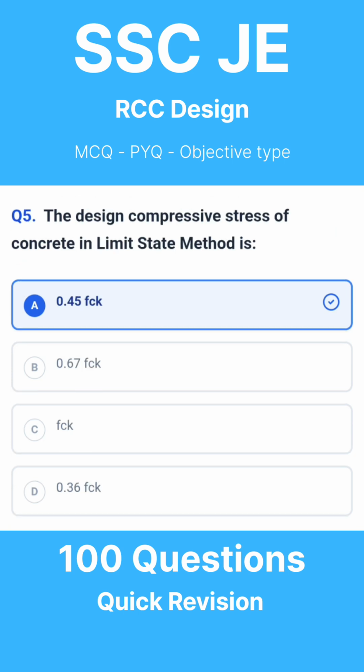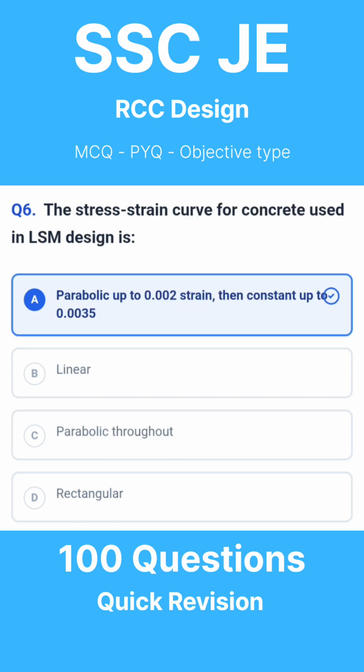Question 5. The design compressive stress of concrete in limit state method is. The correct answer is 0.45 fck. Question 6. The stress strain curve for concrete used in LSM design is. The correct answer is parabolic up to 0.002 strain, then constant up to 0.0035.